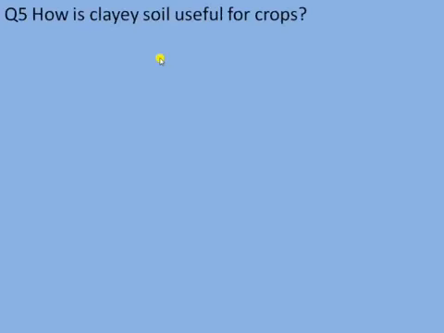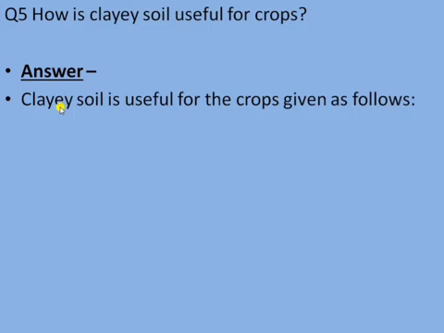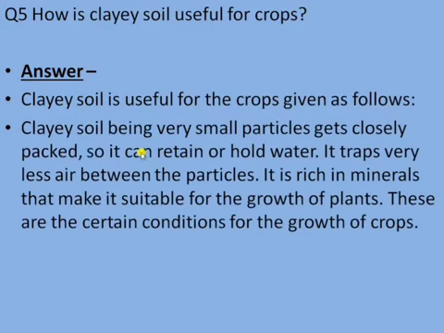Moving on to question number 5, that is, how is clay soil useful for the crops? So the answer of this question is, the ways clay soil is useful for the crops are given as follows. First, clay soil, being of very small particles, gets closely packed. So it can retain or hold the water for a longer time. It traps very little air between the particles. It is rich in minerals that make it suitable for the growth of the plants, and these are the certain conditions for the growth of the crops.